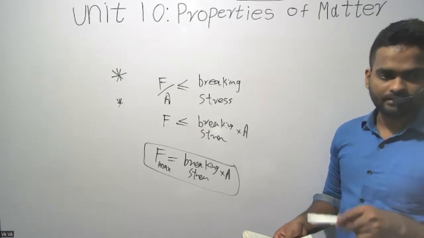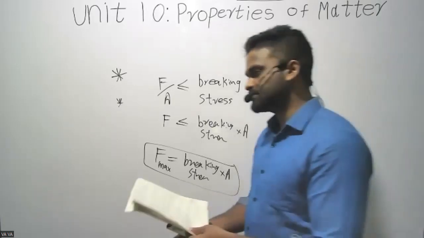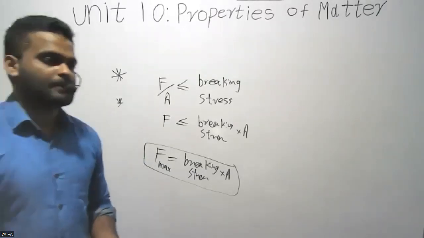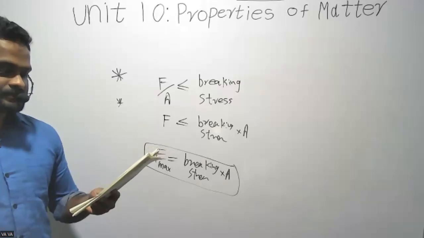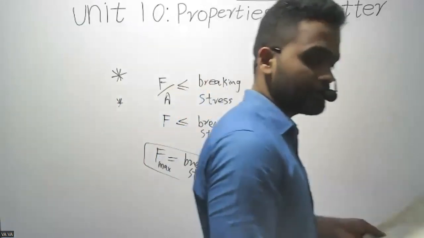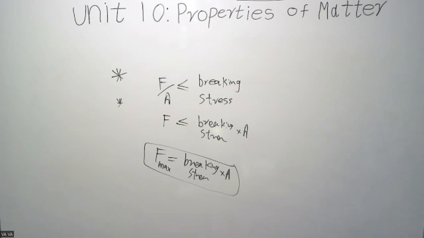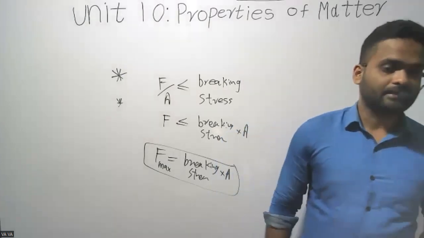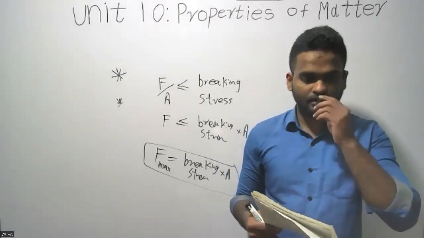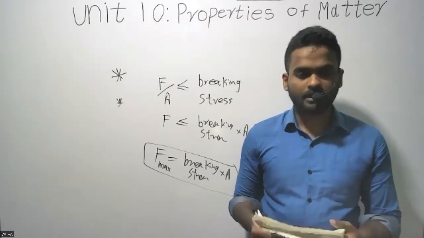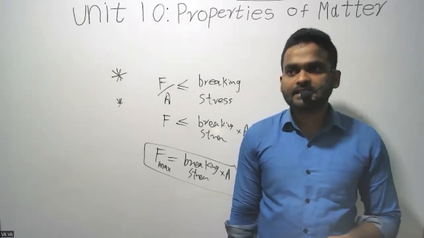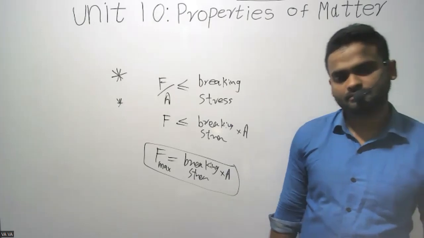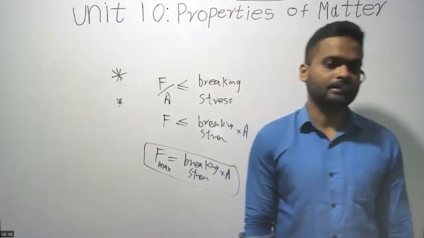Then write below that, right? According to this, F max depends only on the material and cross-sectional area. Length does not affect.